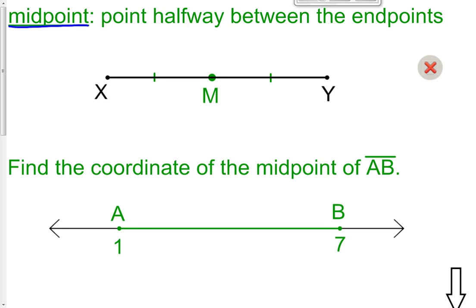So a couple days ago we talked about betweenness. M is between X and Y, the midpoint is. But not only is it between, it's exactly in between. It's saying that if XY is 10 units, that means XM is 5 and MY is 5. It is the spot exactly halfway between. And that's what the midpoint is.